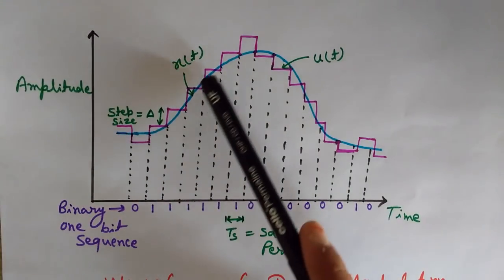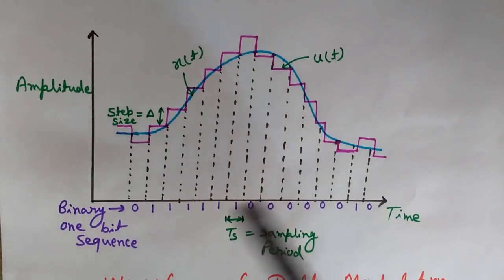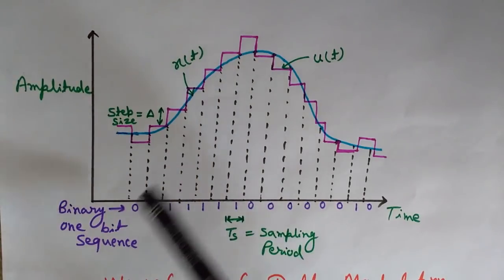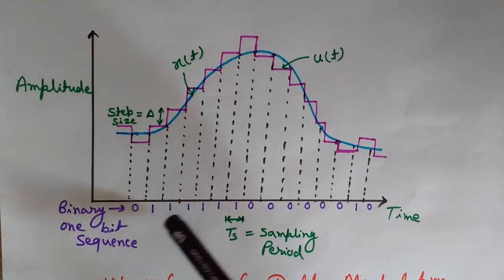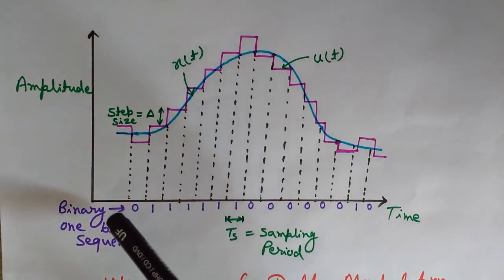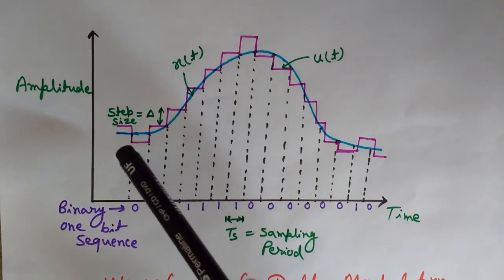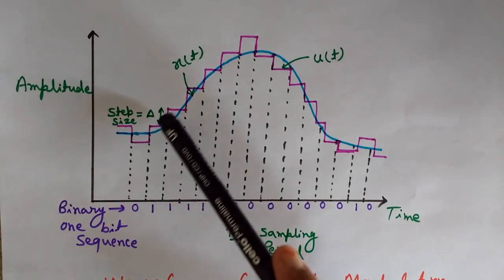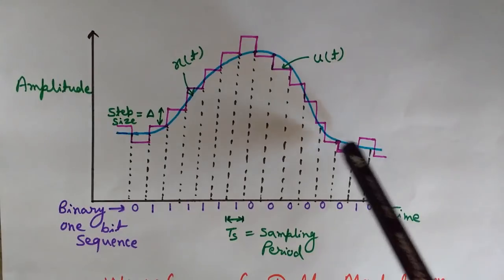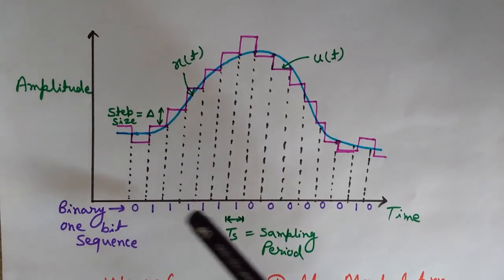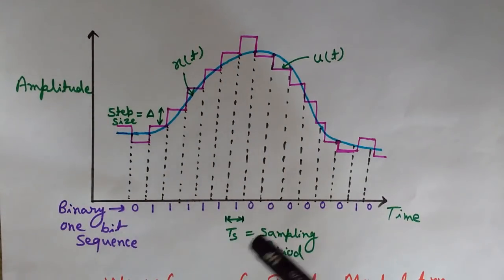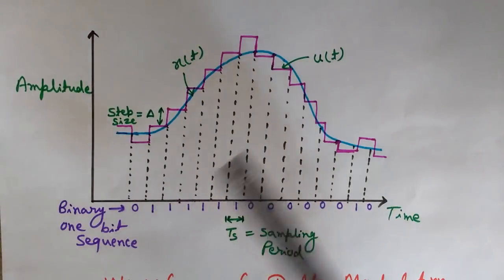Now we want to convert this analog signal into a digital signal. Here its output is 0 1 1 1 1 and so on. So it is a stream of binary 1-bit sequence, a digital signal. We have converted this analog signal shown in sky blue color into this digital stream. So how have we done this? It is equivalent to this one.